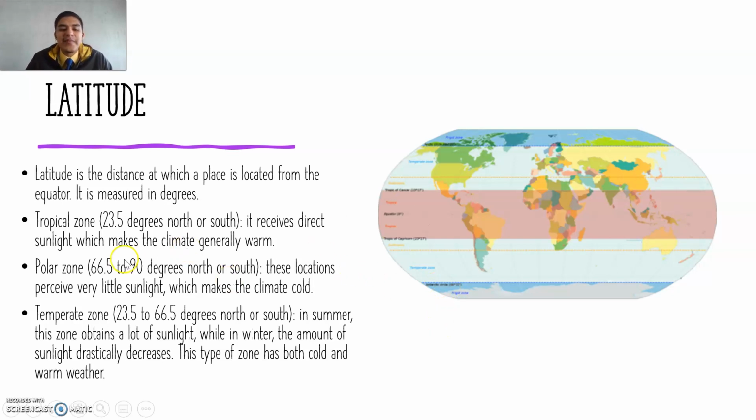Okay, so just to recap, we have the tropical zone, which is the one that you can see right here in red. Just like you can notice, Guatemala is located right over here, so our climate is generally warm. We also have polar zones, which are right here at the top and at the bottom. The weather is very cold because they don't receive that much sunlight. And then we have the temperate zones, which are the ones in sky blue that are signaled right here.